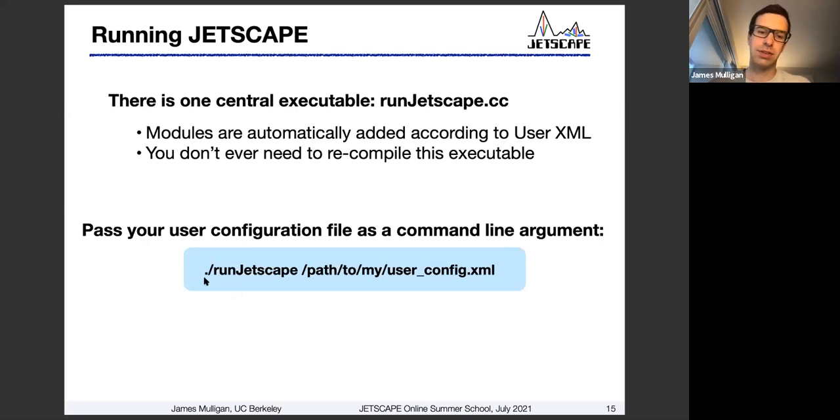Once you have that, you just run the command like the one here. You just call runJetscape and you pass as a command line argument the path to your user XML file. And then you should be off and, happily, I hope, generating events.